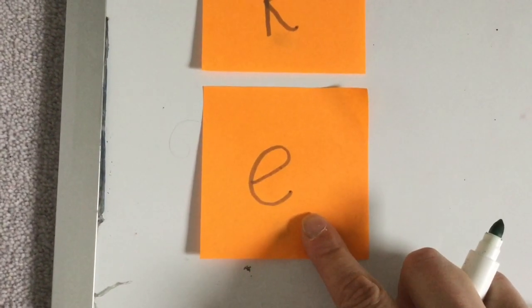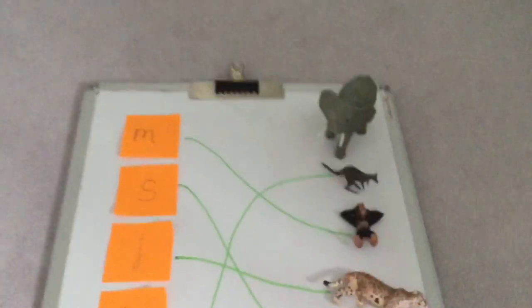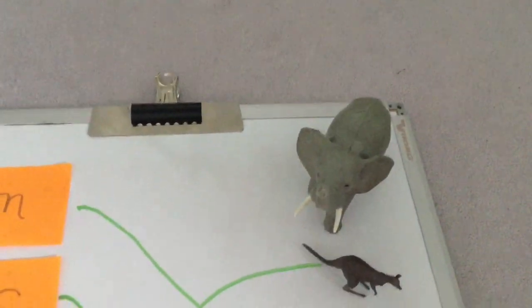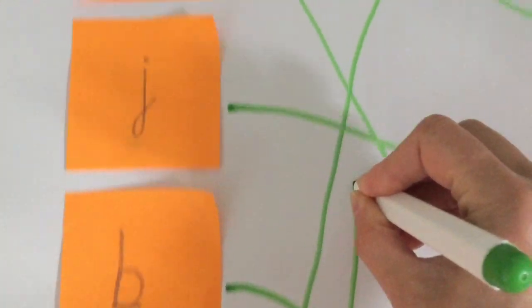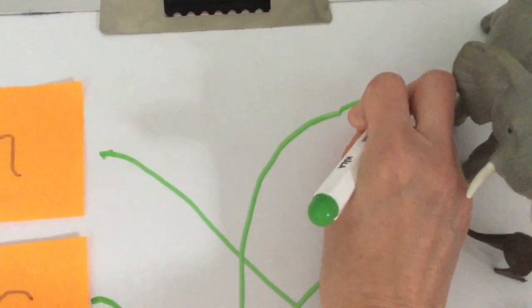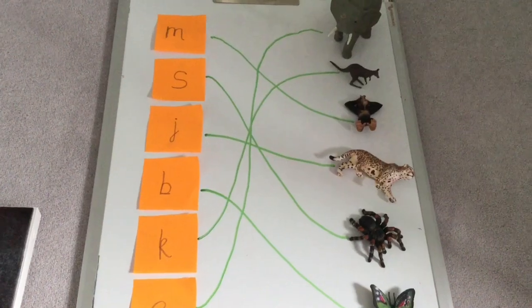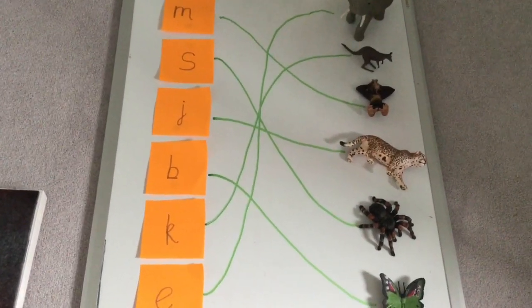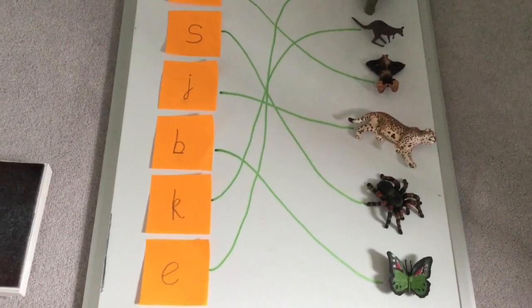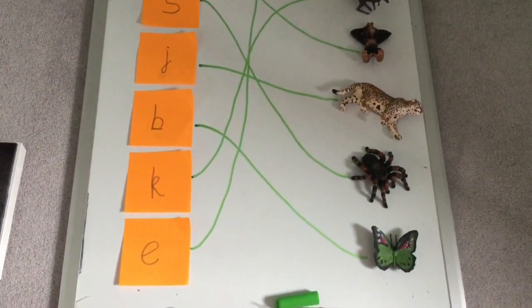Brilliant. So the last sound we've got is, well done, it's an eh. Can you remember what animal we had here that began with an eh? Well done, it's right at the top there, isn't it? It's the elephant. So let's draw a line from the bottom all the way to the top. Eh for elephant. There we go. So all of our sounds now match the animal that they belong to. We had m for monkey, s for spider, j for jaguar, b for butterfly, k for kangaroo, and e for elephant. Well done, everybody. Fantastic job.